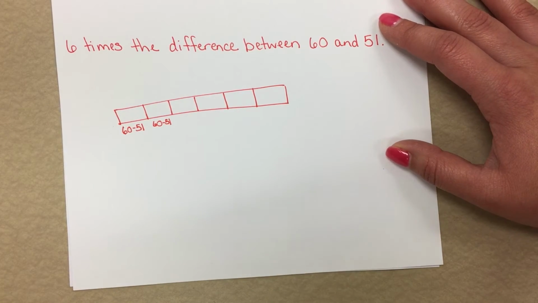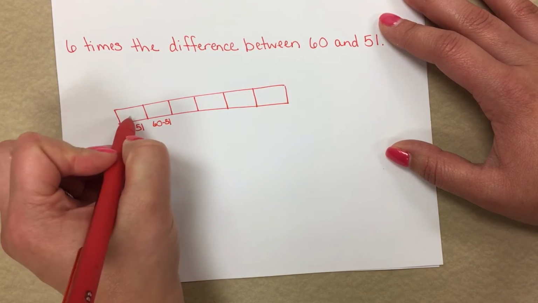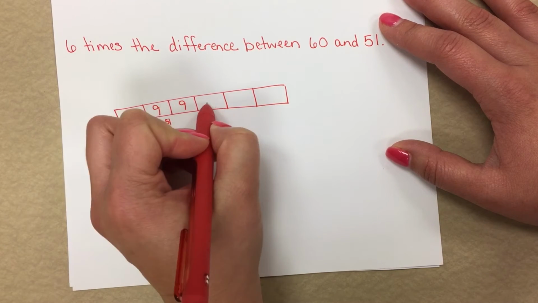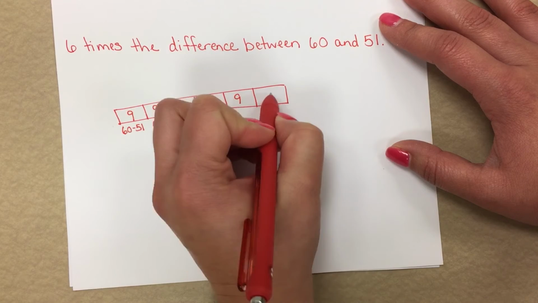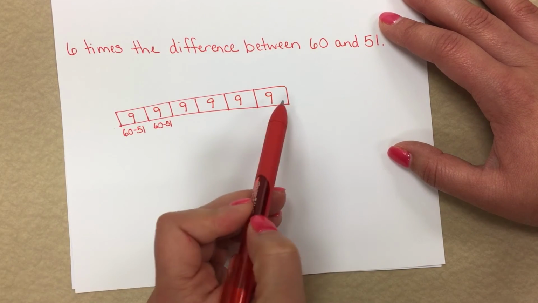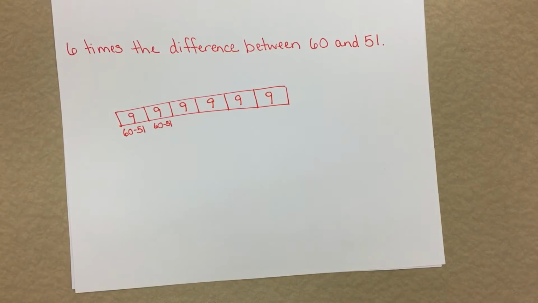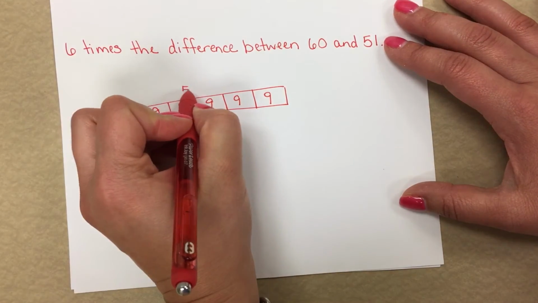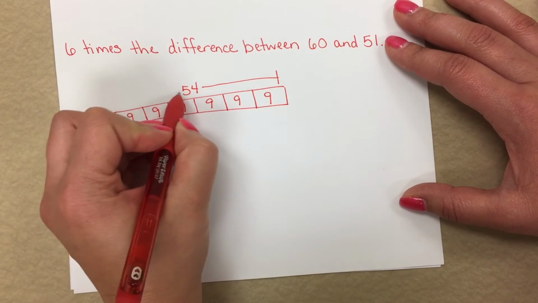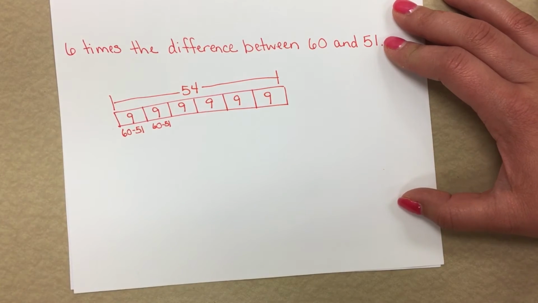But when I subtract 60 and I take 51 from it, I get 9. So I have 9 and 9 and 9 and 9 and 9, okay? And if I added all of these up, or if I did the multiplication, I would have 9 times 6, which is 54. Okay, so if I added all of those up.